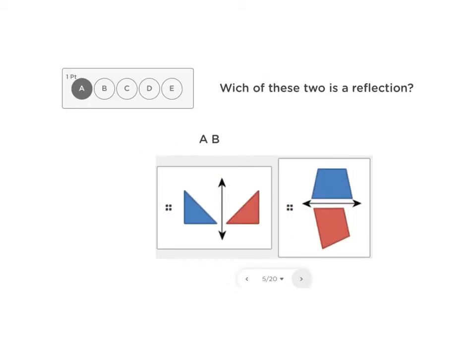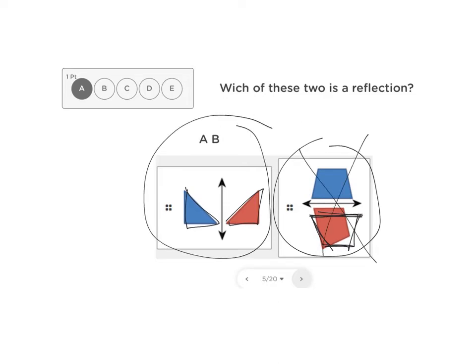Question number 5, which of these two is a reflection? And you can tell this shape is reflected over the y-axis, and you can tell that this shape is not reflected over the y-axis. If it was reflected over the x, it would look something like this. And so this one is not a reflection. The correct answer is A.